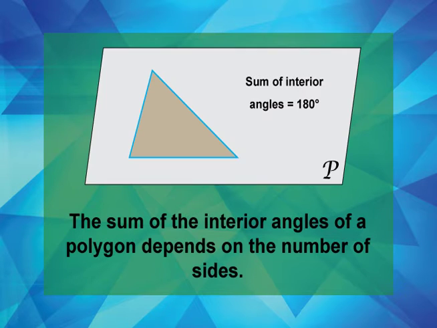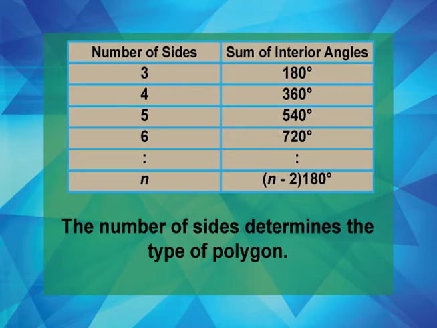The sum of the interior angles of a polygon depends on the number of sides. A triangle has a total of 180 degrees for the interior angles. A quadrilateral has 360 degrees. A pentagon has 540 degrees.